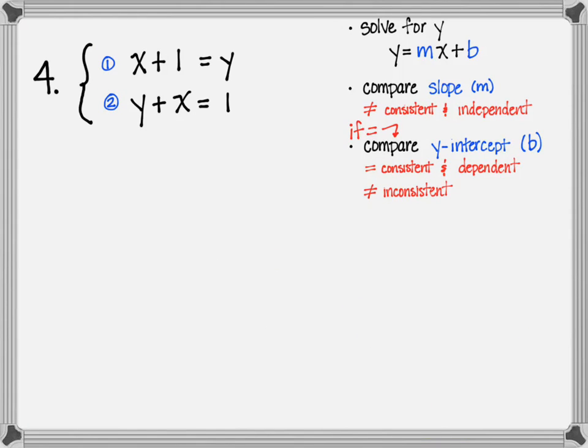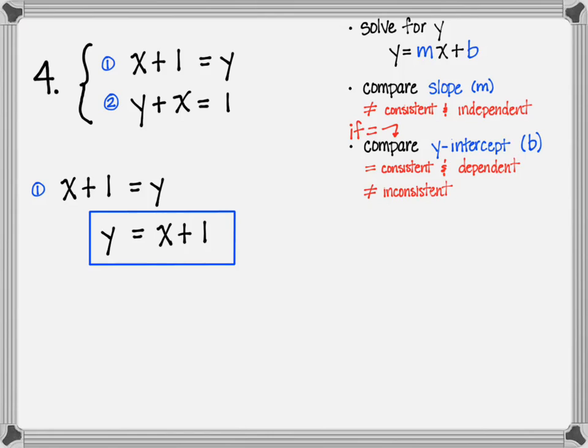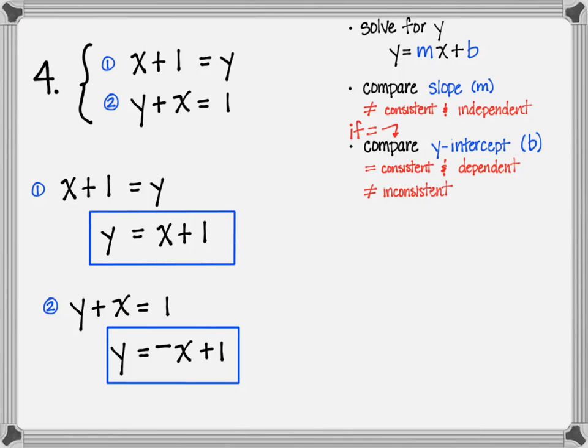In system number 4, we again solve for y. Actually, equation number 1 is solved for y, but I'm going to turn it around and write it in the other direction. So it's y equals x plus 1. It's just easier that way. And for equation 2, we're going to subtract x, and we get that y equals negative x plus 1.